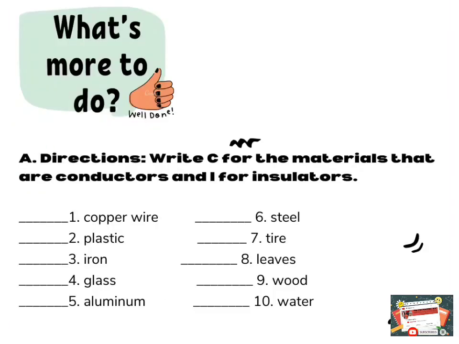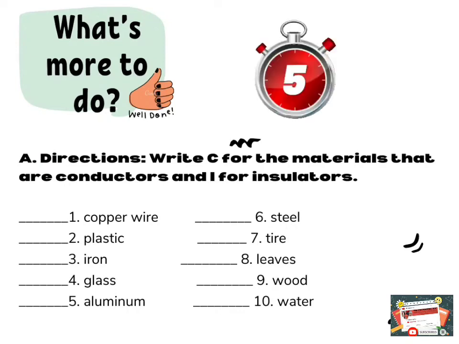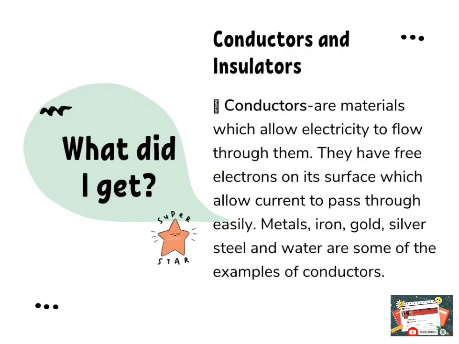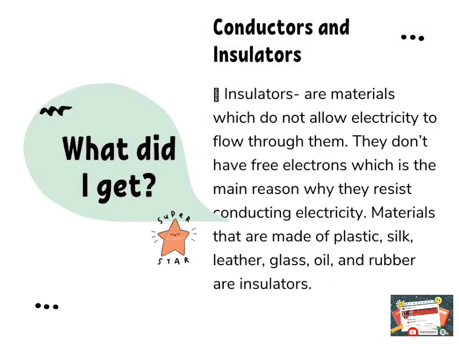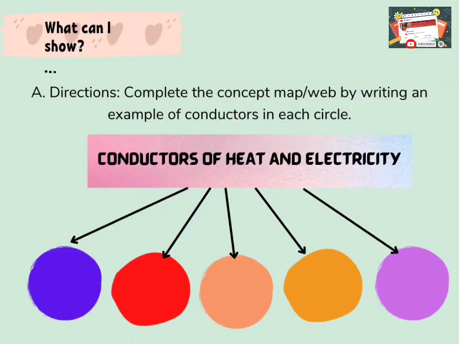Let's do this activity. What's more to do? Always remember that conductors are materials which allow electricity to flow through them. They have free electrons on their surface which allow current to pass through easily. While insulators are materials which do not allow electricity to flow through them. They don't have free electrons, which is the main reason why they resist conducting electricity. For your last activity, complete the concept map or web by writing in examples of conductors in each circle.